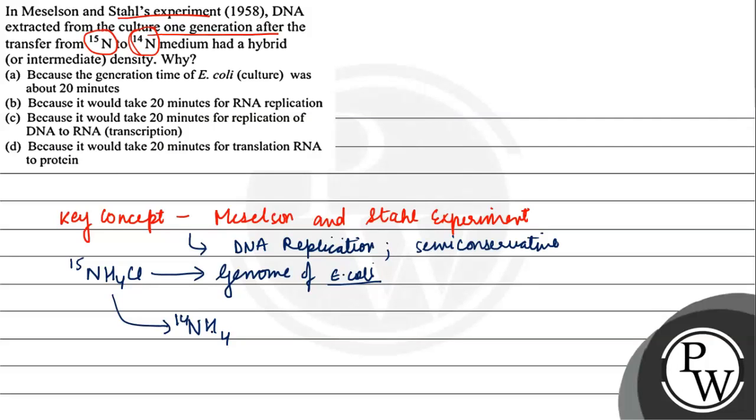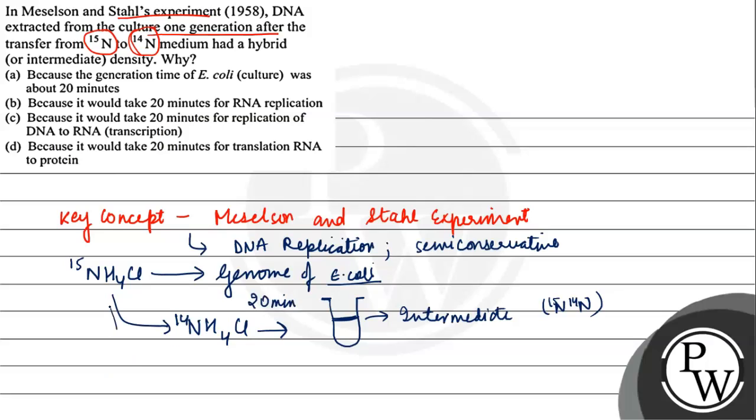E. coli having N14, and at this stage, when we carry out centrifugation, we see a band that is obtained. It has an intermediate density, and it was of both N14 and N15, and the generation time of E. coli for the replication was 20 minutes.